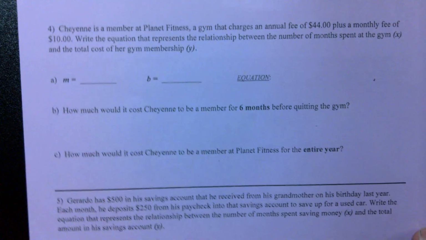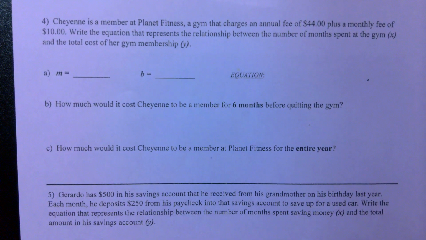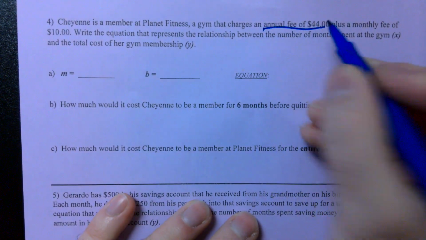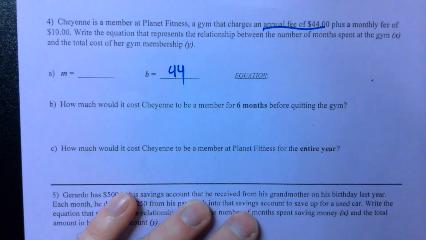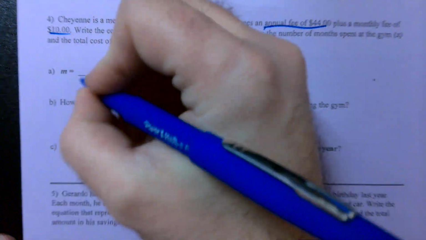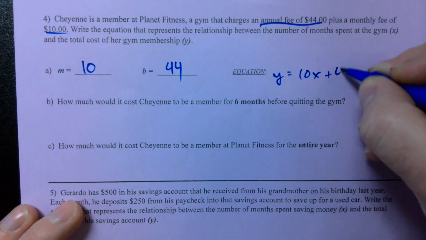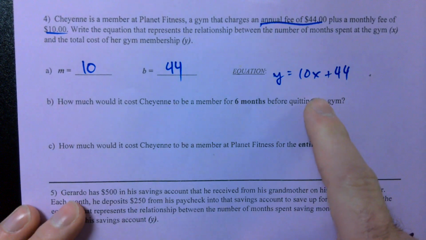I just want to check something on number 4 real quick. Okay, number 4, we're talking about gym membership, right? So you pay an annual fee of $44. I got to pay that once in my year. And then a monthly fee repeating over and over again, $10. So this is what my equation should look like. Give me a thumbs up if you got this equation there on number 4.